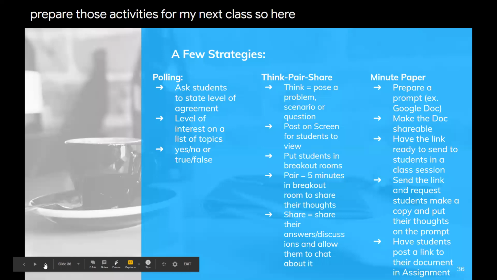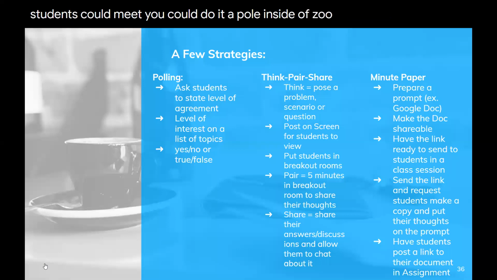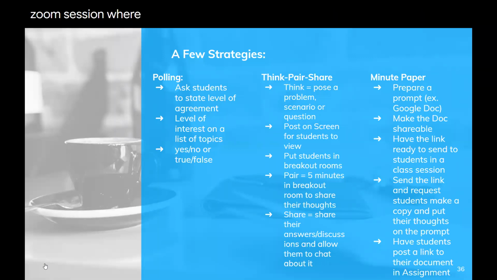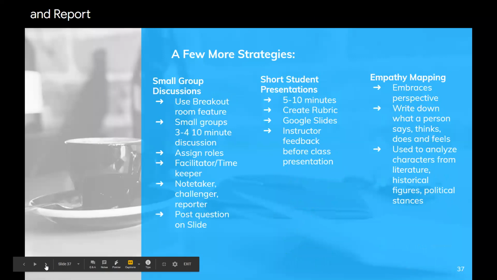So here are some more strategies. So polling, you could do that using a Doodle poll. If you wanted to know when students could meet, you could do a poll inside of Zoom when you're having a session. You could do a think, pair, share. You could do a minute paper during a Zoom session where you've sent out a link to a Google Doc for each group, and they have to work on it, and then they have to come back and report. So here's some more.